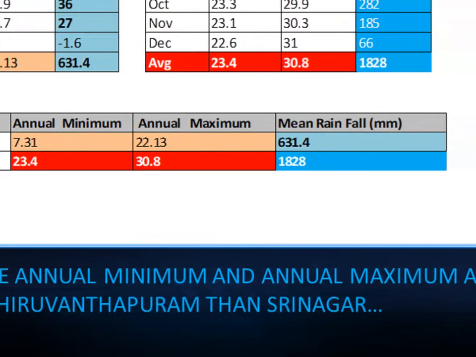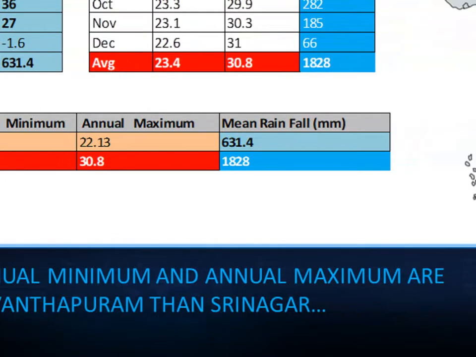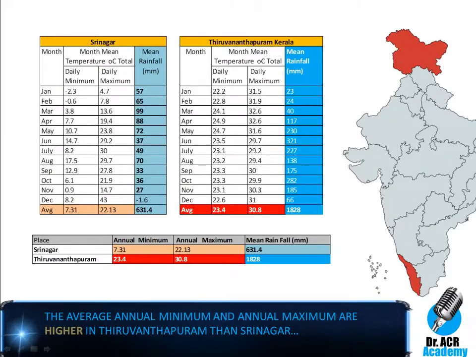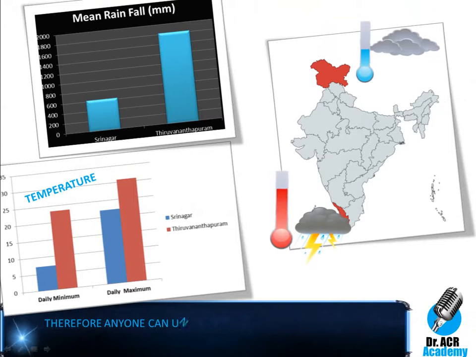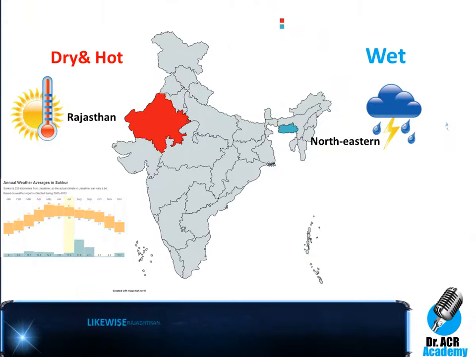And the mean rainfall in mm in Srinagar is 631.4 and in Thiruvananthapuram it is 1828. Therefore, anyone can understand that Kerala is very hot and wet in comparison to Jammu and Kashmir, where the climate is moderately hot and wet.